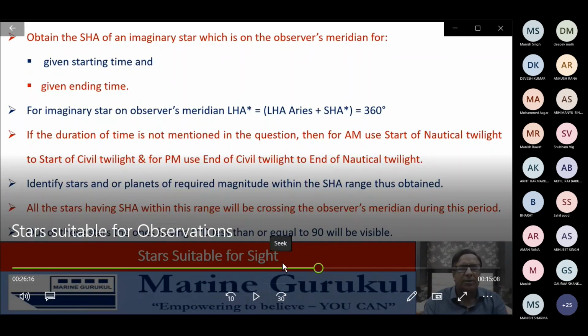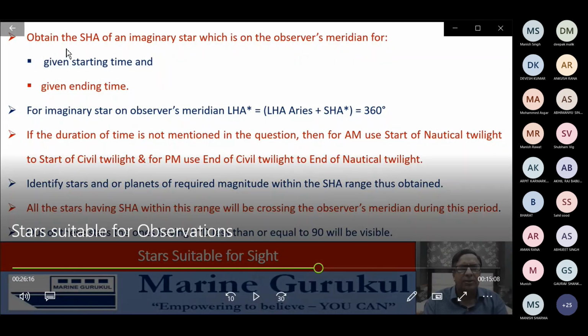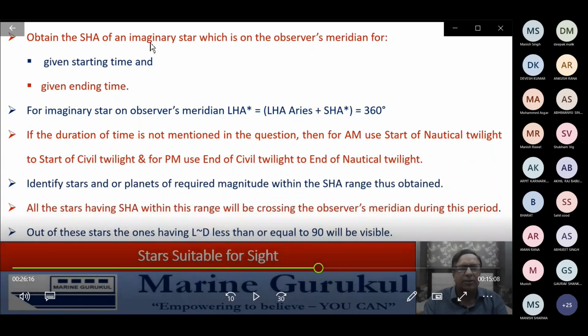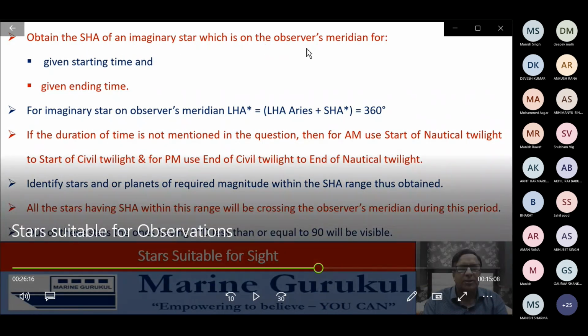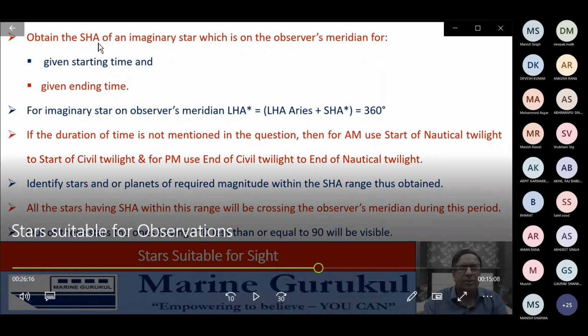Okay, so let's try to understand the strategy for this question. Now, what we do in these questions, beta, we find out the SHA of an imaginary star which is on the observer's meridian. ये हमने पिछली टाइप्स में भी किया था, बट पिछली टाइप्स में हमें एक ही टाइम दिया गया था. सो हमने उस टाइम के लिए इमेजिनरी स्टार का SHA निकाल दिया.